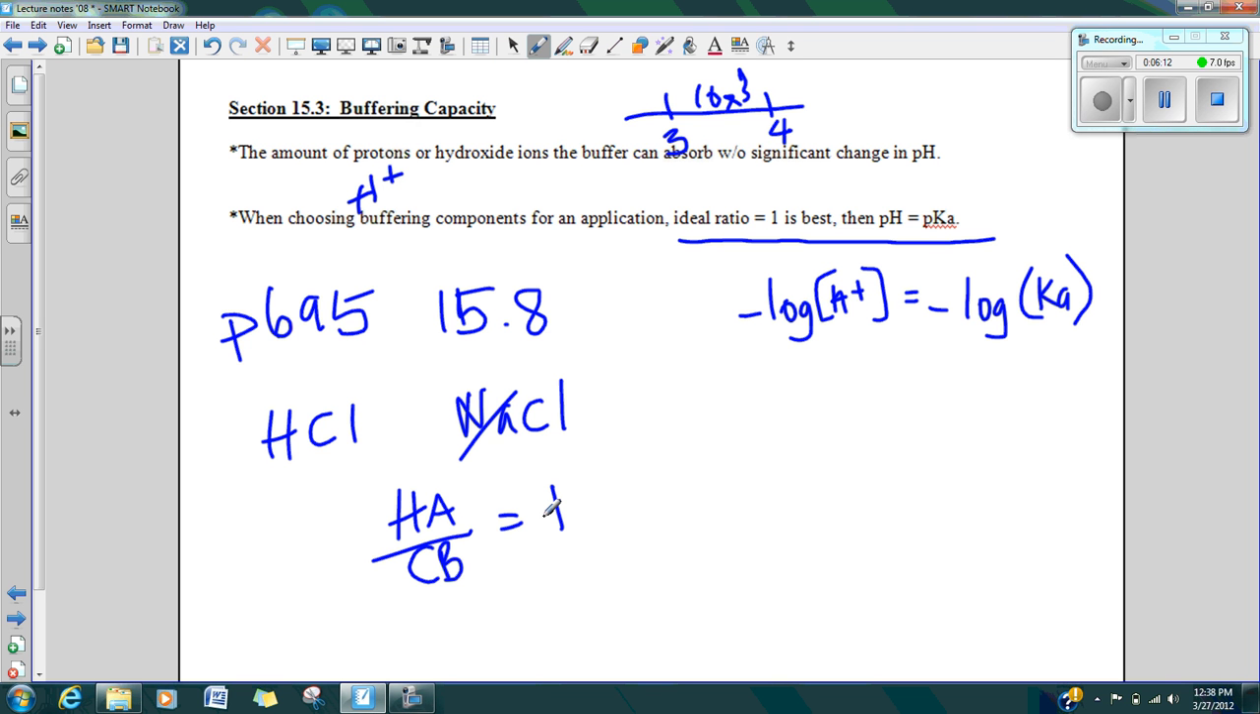So again, it's not a real big deal what we're doing here, but we just want you to understand that not everything can be a buffer. And you need to have something that's only going to change this by a fraction of an amount.